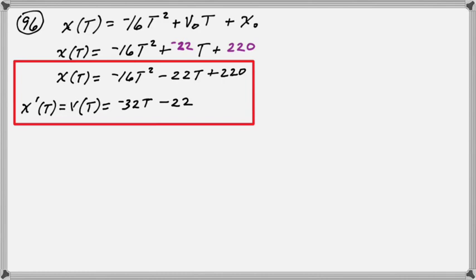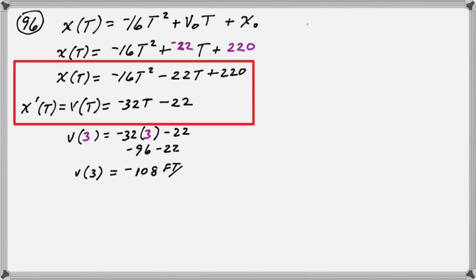The question says, what's its velocity after 3 seconds? Well, I have the velocity function right here. Maybe I should just put in 3 seconds. So you get negative 96 minus 22. Does that make the velocity at time 3 negative 118? I believe. And I think it's in feet per second. That would be the velocity at time 3.